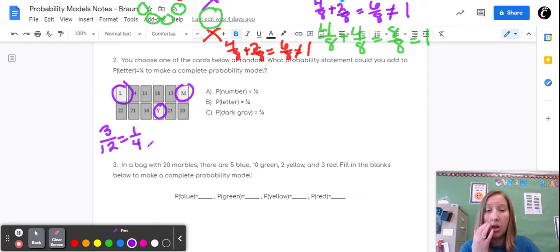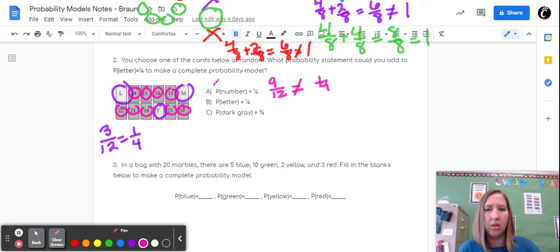So I want to know which probability statement I can add to this one, to 1/4, to make a complete probability model. Let's take a look at our choices. We have the probability of choosing a number equals 1/4. Well, if I look at all my numbers here, I have 9 numbers out of 12, and 9/12 does not equal 1/4. So this statement is already incorrect, because the probability of choosing a number is not 1/4, so that doesn't work anyway. And even if we would have added 1/4 and 1/4, that would have given us 2/4 or 1/2, and that would not have been 1.